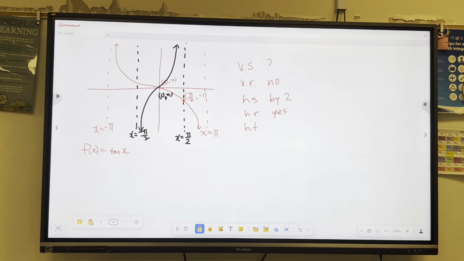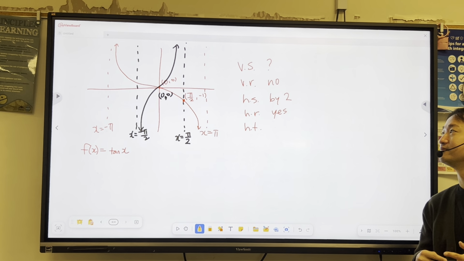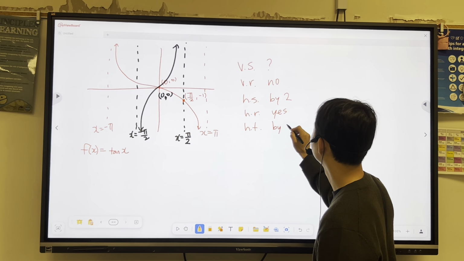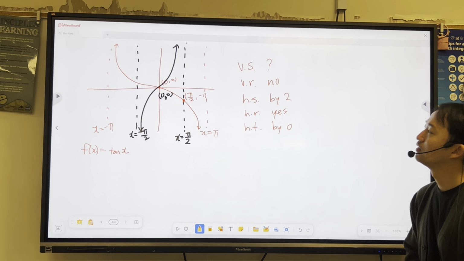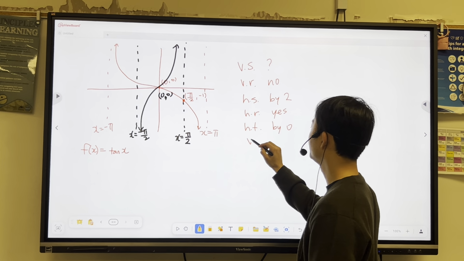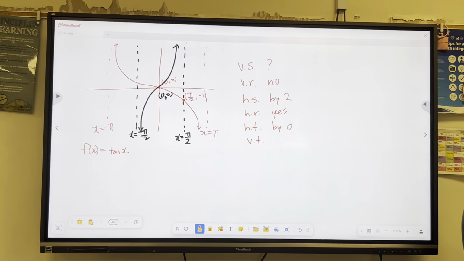What about my horizontal translation? Did my graph move left and right? The answer is no. So by 0. My last one is the vertical translation. Did my graph go up and down? And by how much?